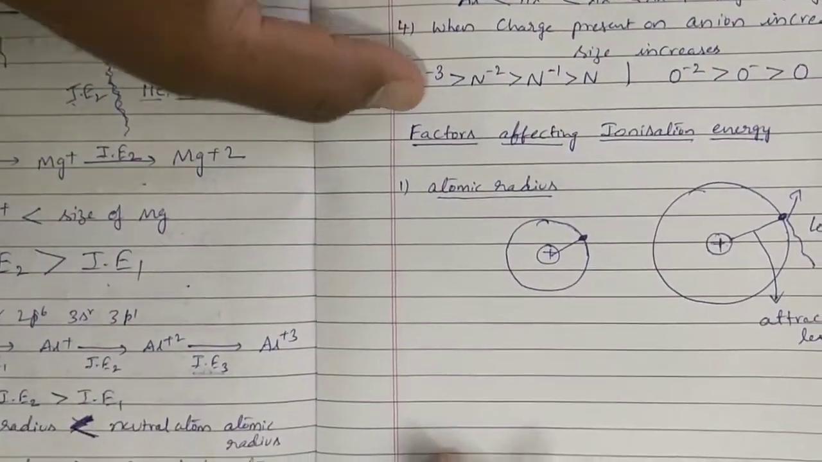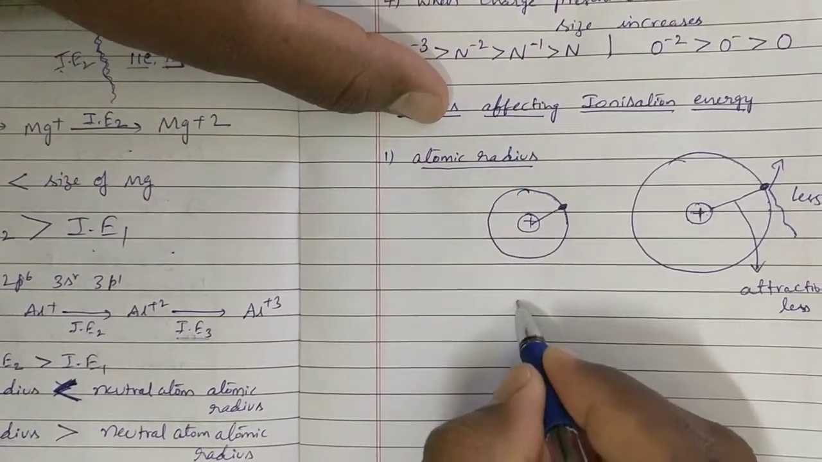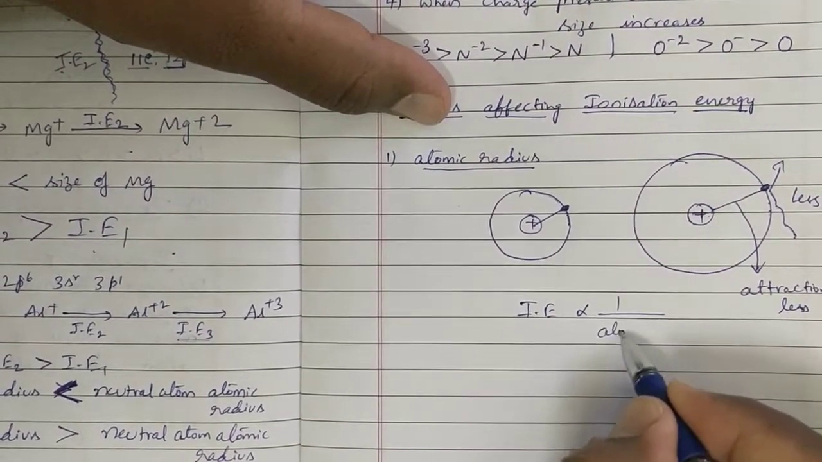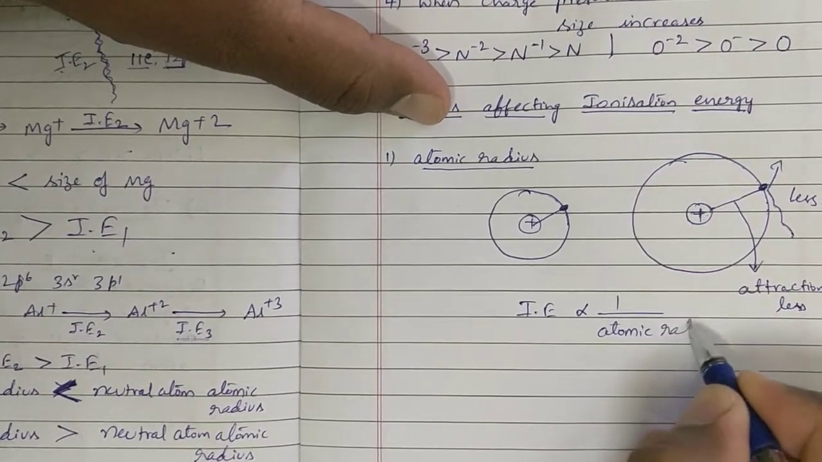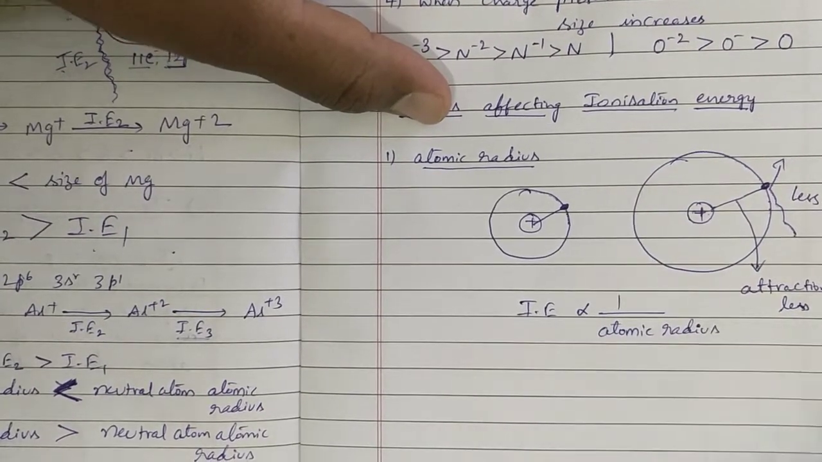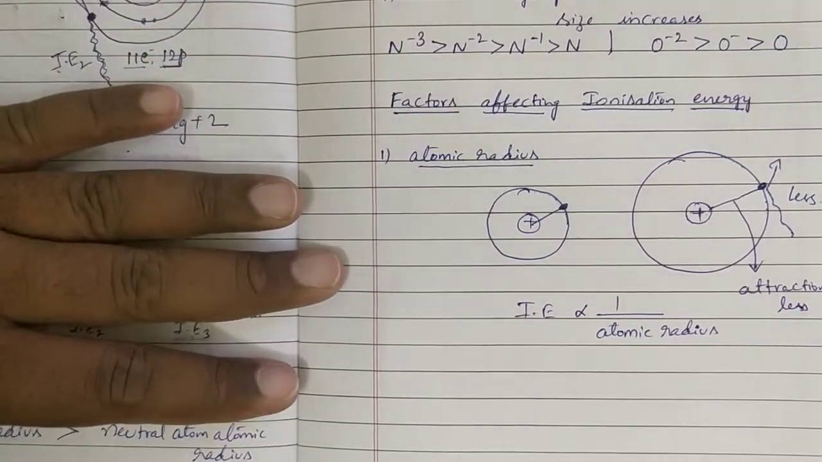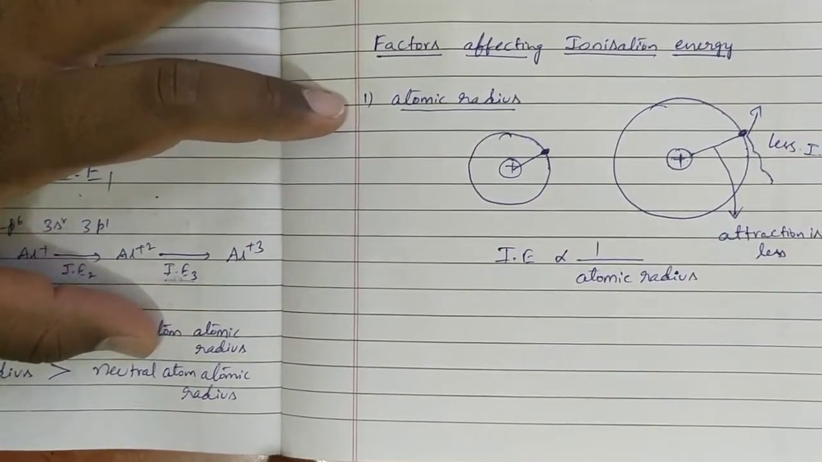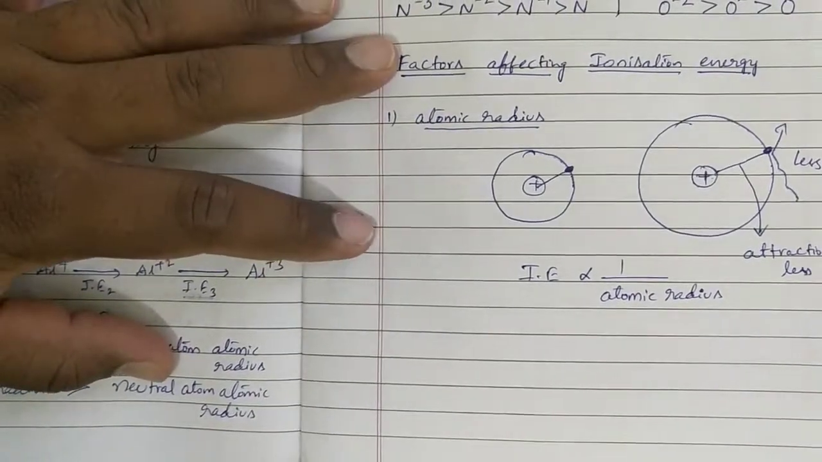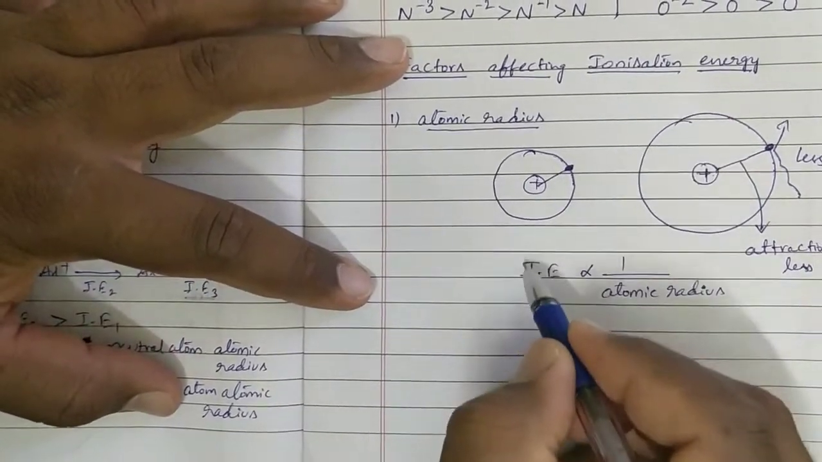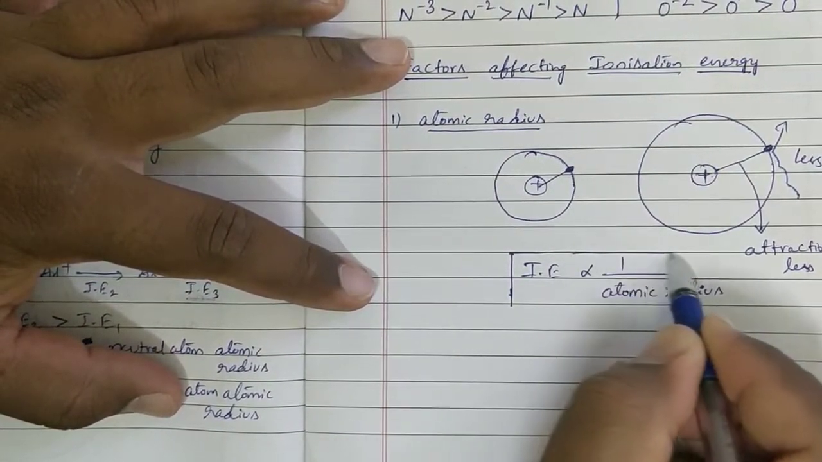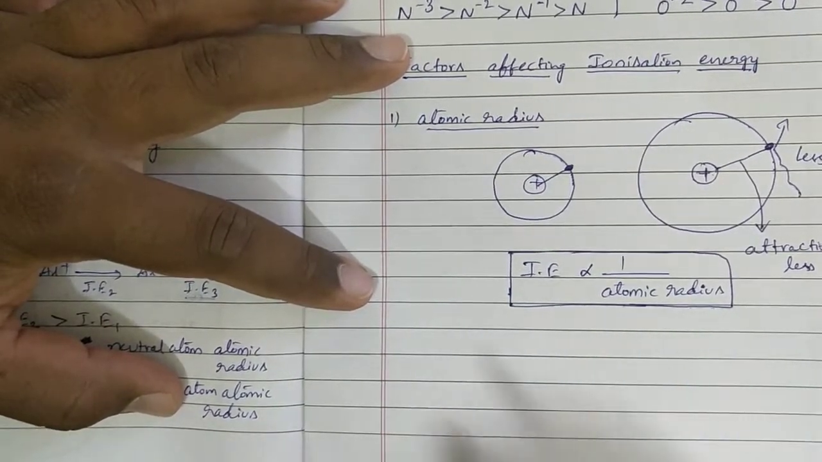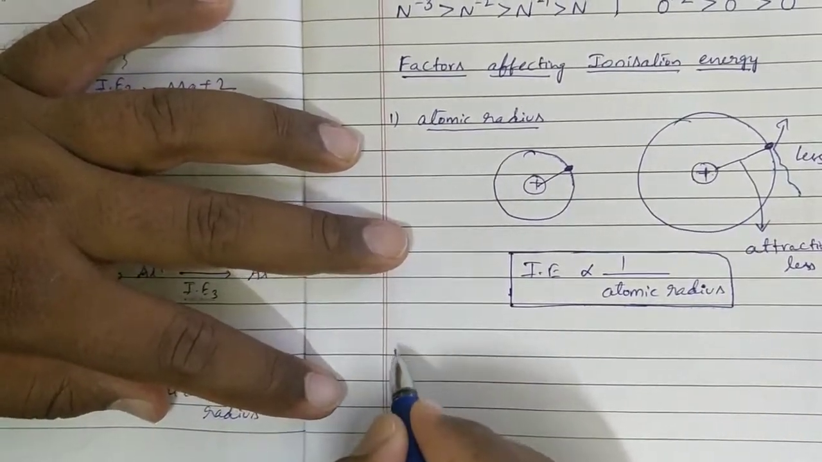So, what is the relation between atomic radius and ionization energy? Ionization energy is inversely proportional to atomic radius. This is the first factor. When atomic radius increases, ionization energy decreases.